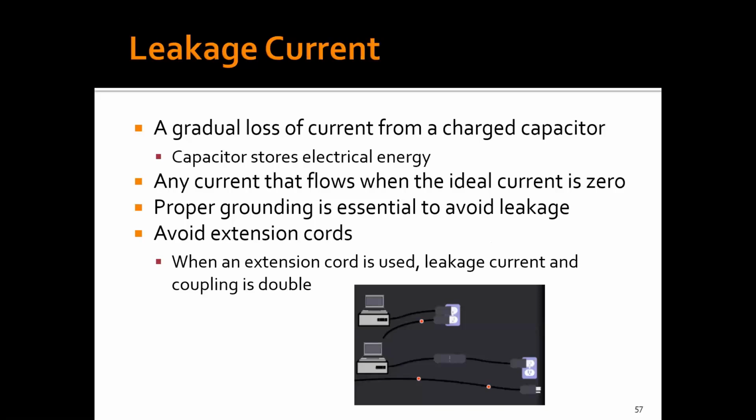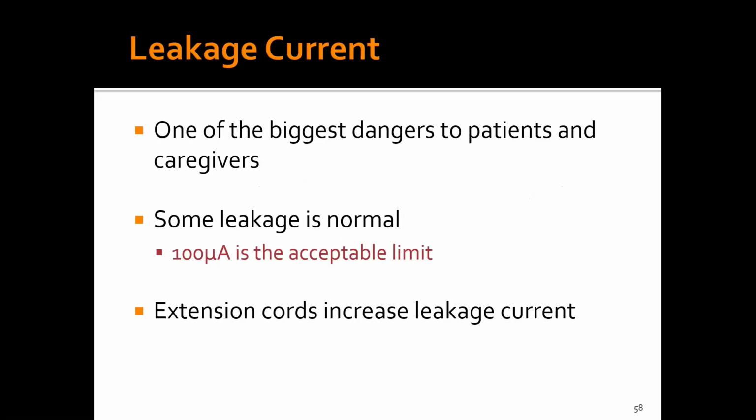And so proper grounding and not using electrical extension cords can all help reduce the amount of leakage current in the lab. It's normal to have some leakage current, but where it can become dangerous is where that leakage current is going. It's not necessarily just going into the room. It could be going into the electrical system that we're applying to the patient. So we make sure the equipment's properly grounded so that if there is a leakage current, it's going out in a safe way. So some leakage is normal.